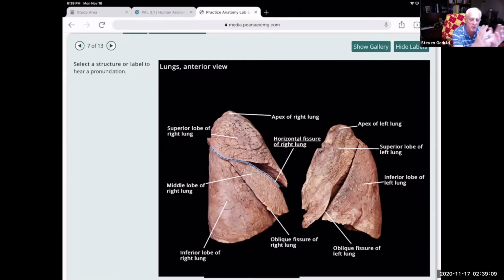Okay, and there is no middle lobe in the left lung. There is no horizontal fissure. So only the right lung has a horizontal fissure. Same thing on the left lung. You have an apex, which is the tip. You have the superior lobe, you have the inferior lobe, and you have the oblique fissure. It's an oblique fissure on both right and left lungs of the human body.